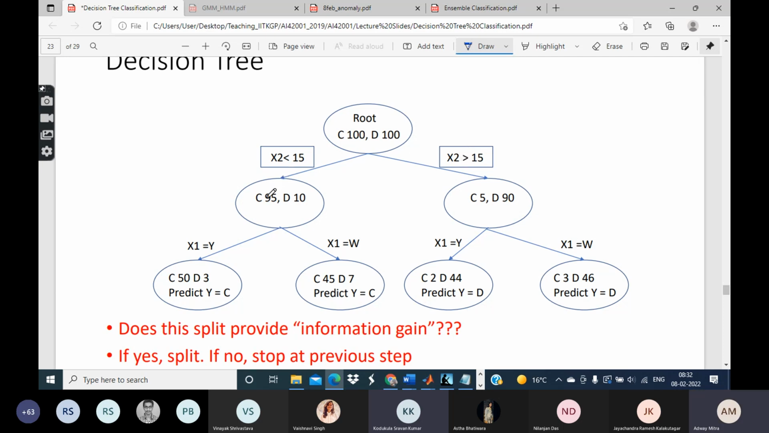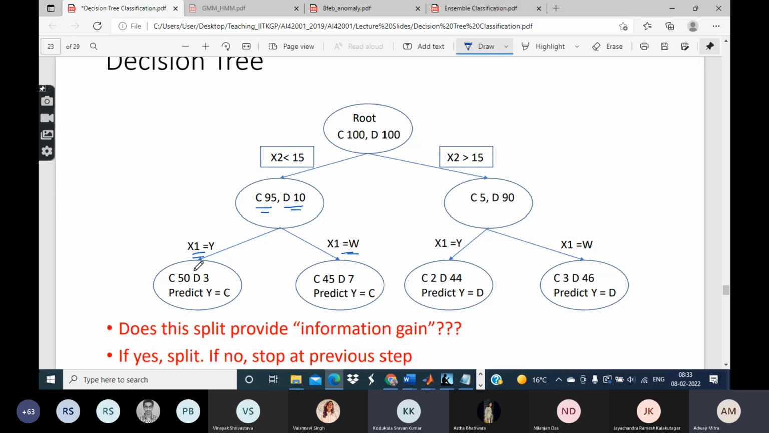So here there are 95 cats and 10 dogs. Suppose you think that this is still not pure enough, not homogeneous enough. Then what you can do is consider other features, for example, the color feature. Say there are only two colors available in the data set, yellow and white. So these 105 examples, you are now going to split on the basis of color. I'm saying subpopulation because this is already a subpopulation, since all of them have weight below 15 kg.